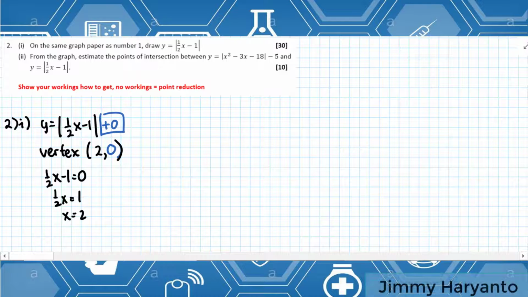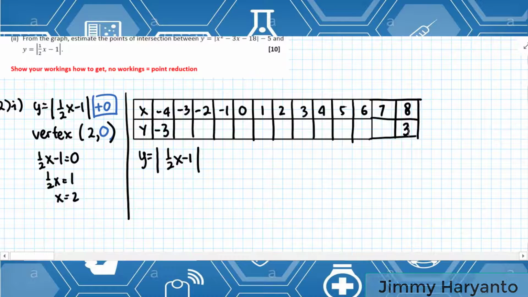After that you have to create a table for it. Because this one is linear, you don't have to find most of the points. You only have to find the edge points, so there will be negative 4 and 8. The others you don't need, to save time. And then you have to plot on the same graph.